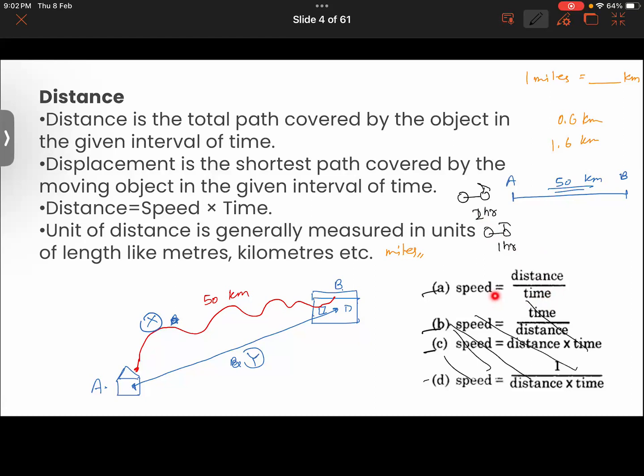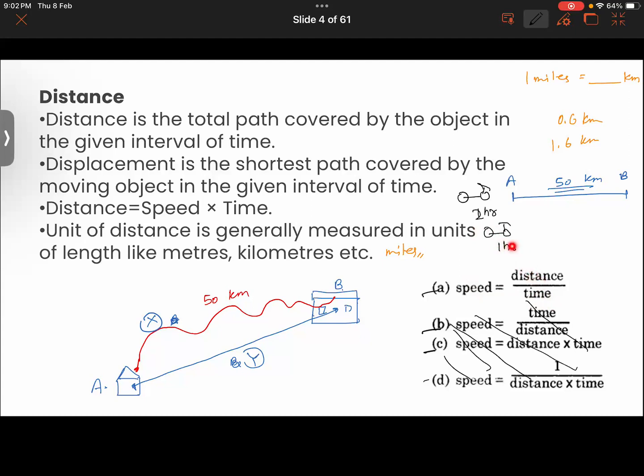As time increases, speed will decrease, obviously, right now. So can I say that if time decreases, speed will increase? Yes, sir. Time decreases, so speed increases.